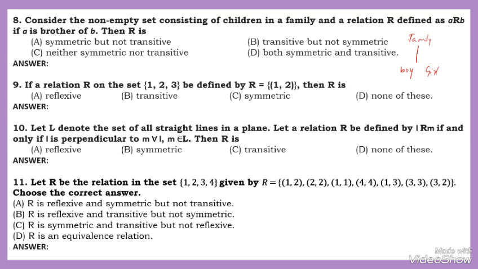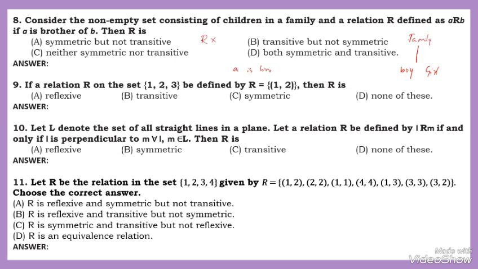Okay. So A is brother of B. A is brother of B. A is not itself a brother. Okay. Here, for the reflexive property, A is not itself a brother, so the reflexive property does not hold.